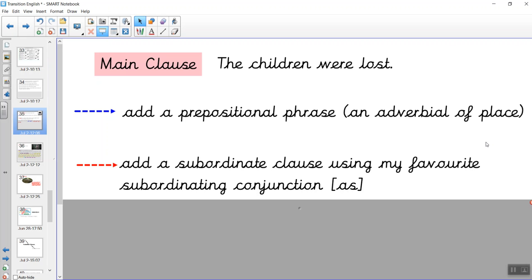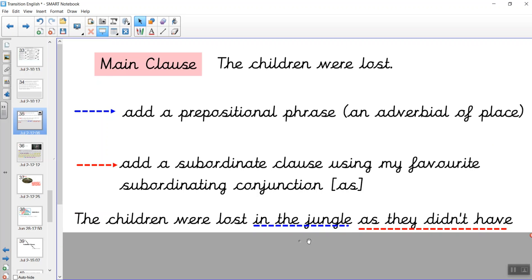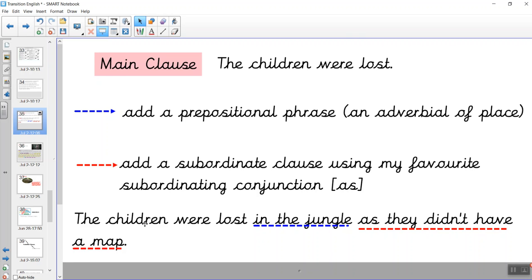And I want you to now add a subordinate clause using my favourite subordinating conjunction, as. So you might say something like, the children were lost in the jungle as they had been in a plane crash. This is what I've said. The children were lost in the jungle as they didn't have a map.